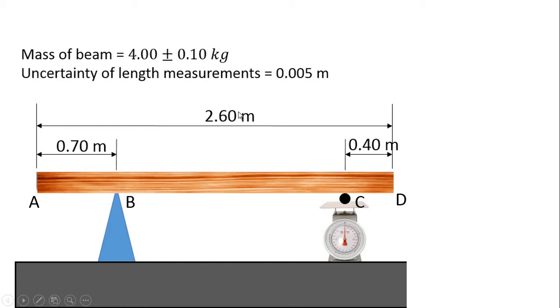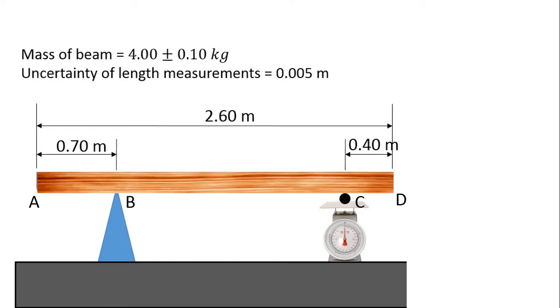Now there's some measurements about the beam that I would have taken. One of them is the mass of the beam, so it's 4 kilograms, and the uncertainty of that measurement is 0.1 kilograms. Now here's some other distances I'll need that I've measured. This 2.6 meters is the length of the beam, 0.7 and 0.4 on either end here. Now the uncertainty for each of those measurements I've written down is 0.005 meters.